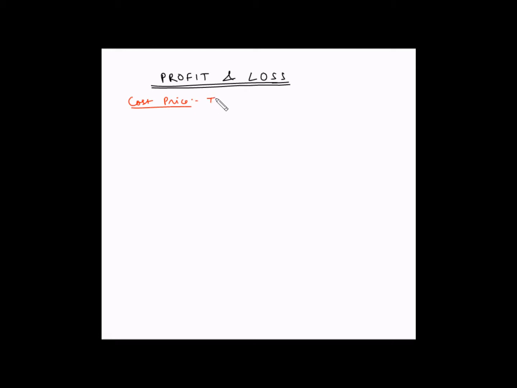So cost price is the price at which an item is purchased, or the cost of production of an item. So basically, suppose you buy item A from somebody, let's say this is you, and then you sell item A to a third party. So the price at which you are buying this item from somebody is known as the cost price.